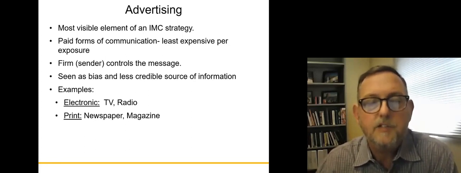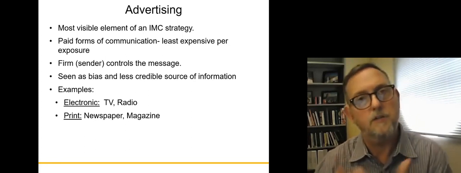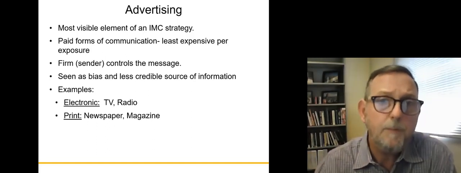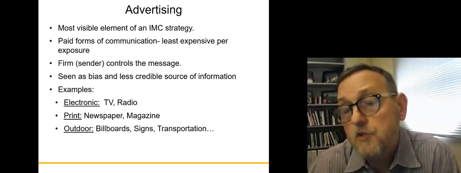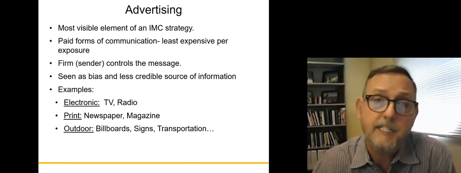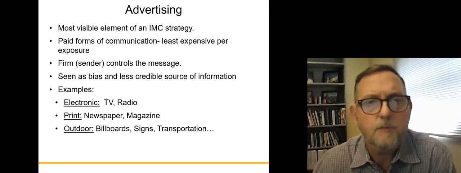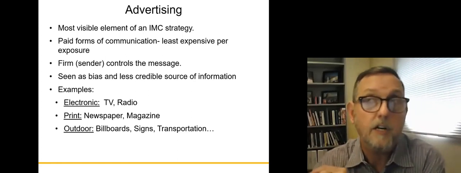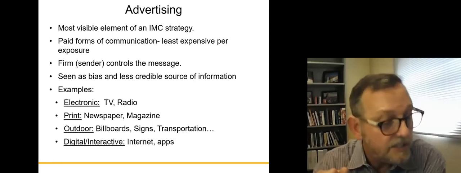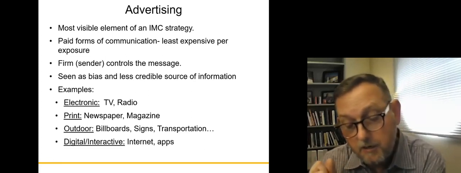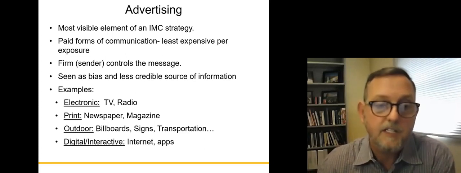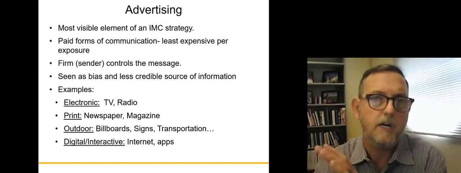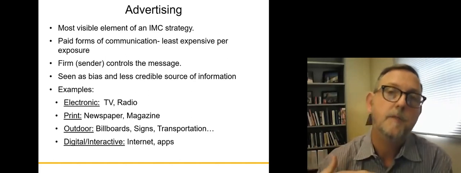We have opportunities to advertise through electronic. So electronic and print are the traditional forms of advertising. Electronic would be TV and radio primarily. And then print is traditionally newspaper and magazine. But we can also advertise in lots of other places. Billboards, signs, transportation, like in subways or on airplanes, in subway stations, in bus stations, airports, those types of things. Digital, interactive, we can advertise on websites, on search engines, on apps.